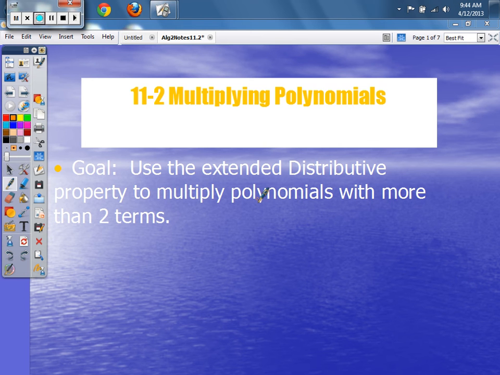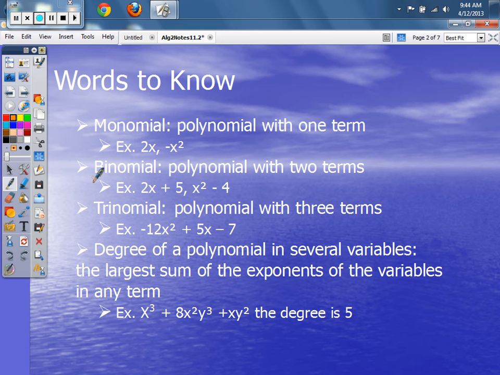Hi guys, I think this is a review section for you. We're going to multiply polynomials. This is usually an Algebra 1 topic. It is showing up here in Algebra 2 in Chapter 11 because we'll be doing some more things with polynomials, but this is not difficult at all, and I really think you'll think this is cake when we're all done here. Okay. Here are words you need to know.